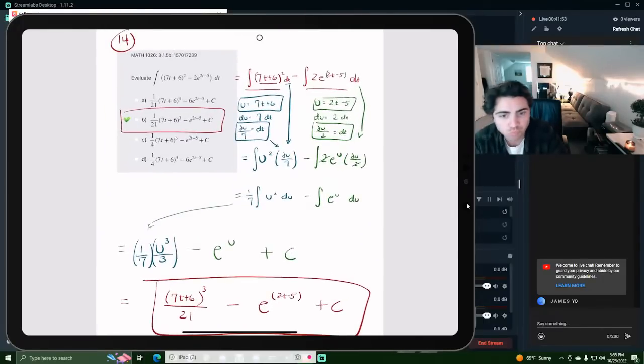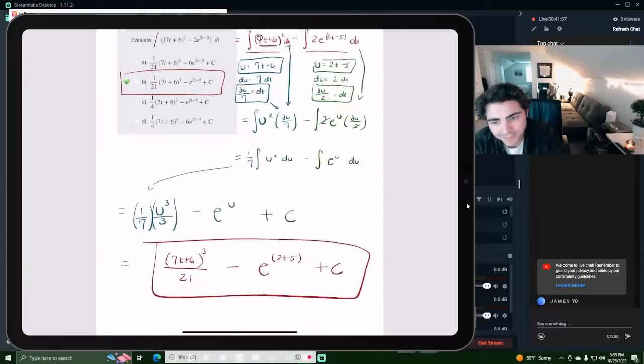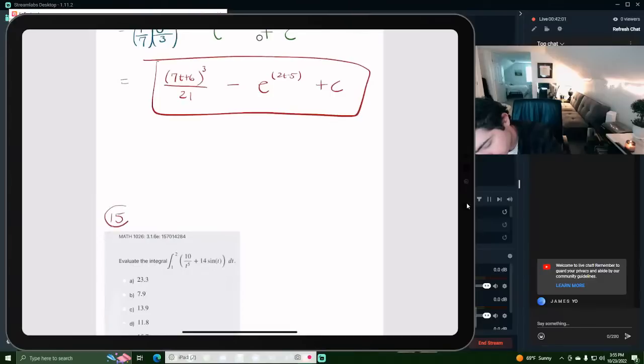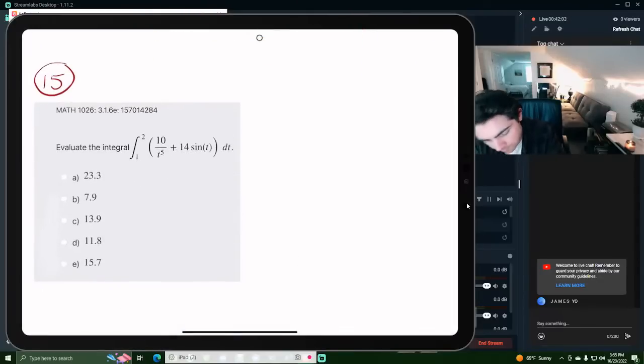All right. Let's go to number 15. Make an okay time here. Here we are given a definite integral. There's no u substitution required. It's really just finding the antiderivative and evaluating it from 1 to 2. So let's give it a shot.